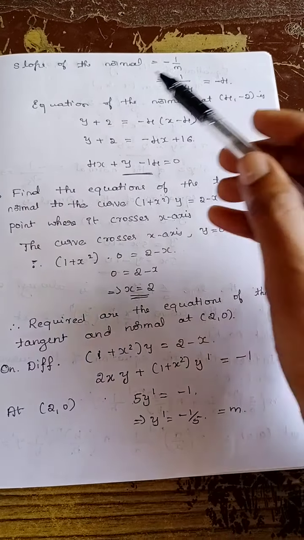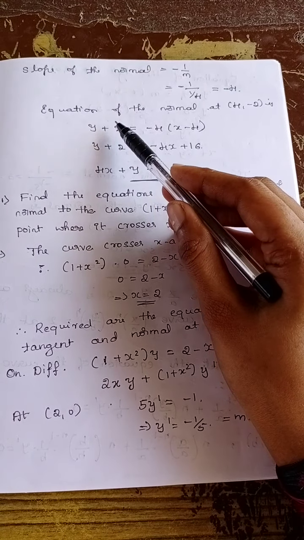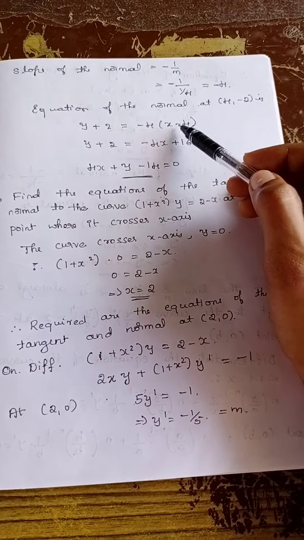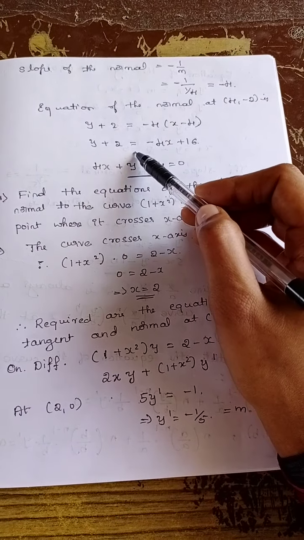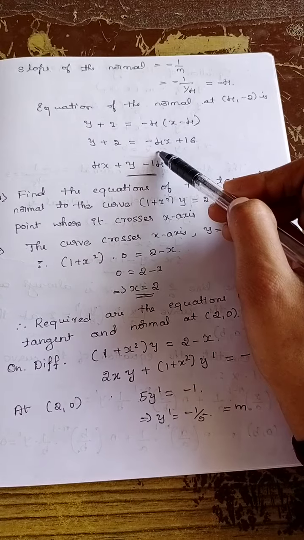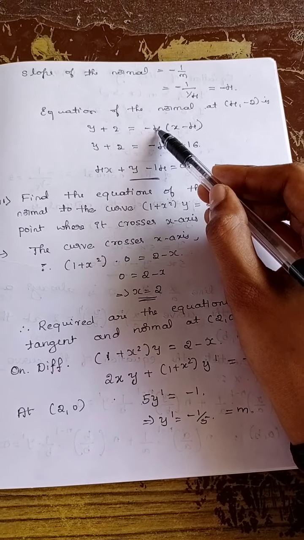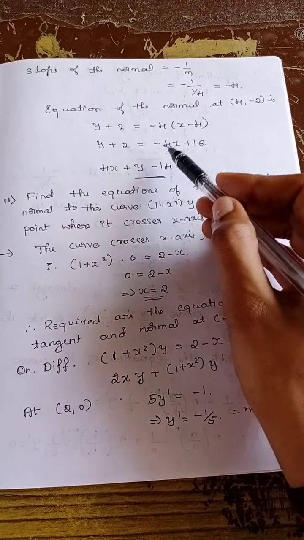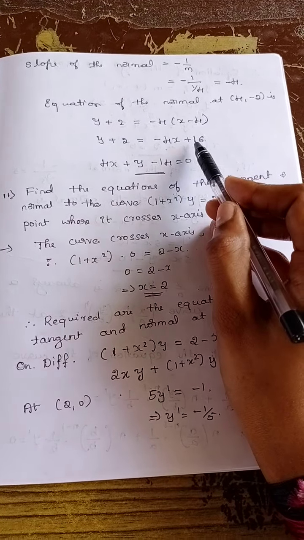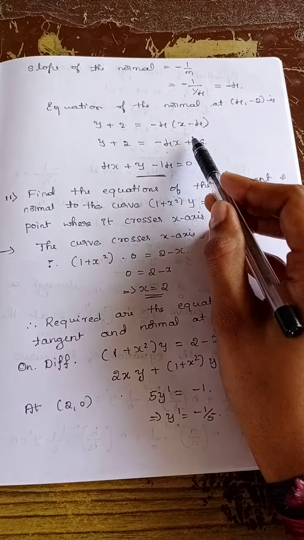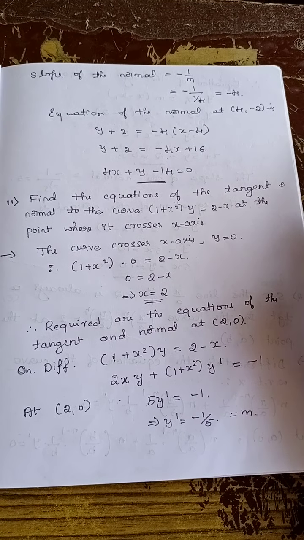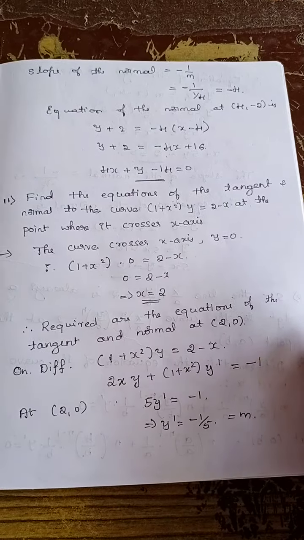into x minus x1. Therefore y minus of minus 2, that is y plus 2, is equal to minus 4 into x minus 4. Y plus 2 is equal to minus 4x, minus into minus plus 16. Transpose minus 4x to this side, that becomes plus 4x plus y minus 16 plus 2, that is minus 14, is equal to 0. This is the equation of the normal at (4, -2) to the curve xy square is equal to 16.